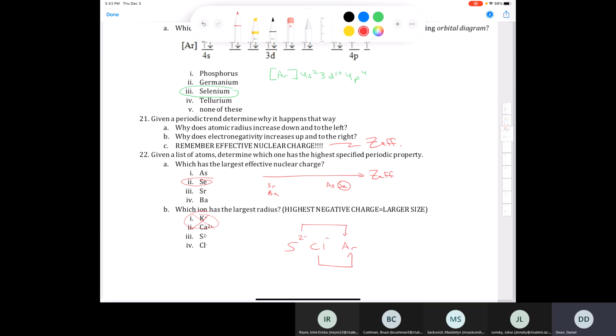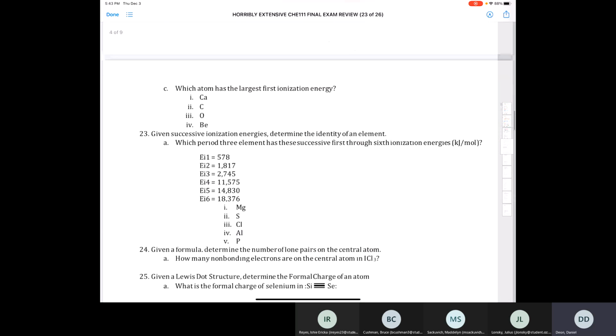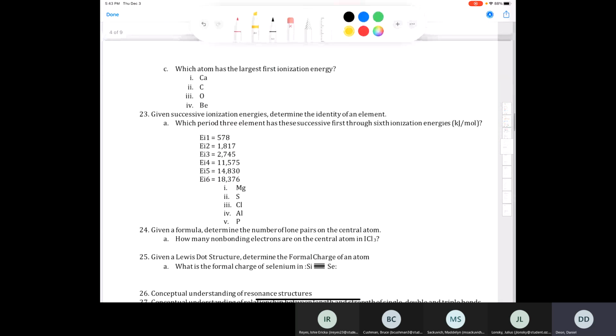They both have 18 electrons, but since this one has more electrons in the outer shell, they're going to repel each other more, and they're going to take up more space. And so they're also going to have less of an effective nuclear charge because you have more electrons and fewer protons, or more electrons per proton in the nucleus. All right, there we go. Next page. I'll slow down a little bit here.